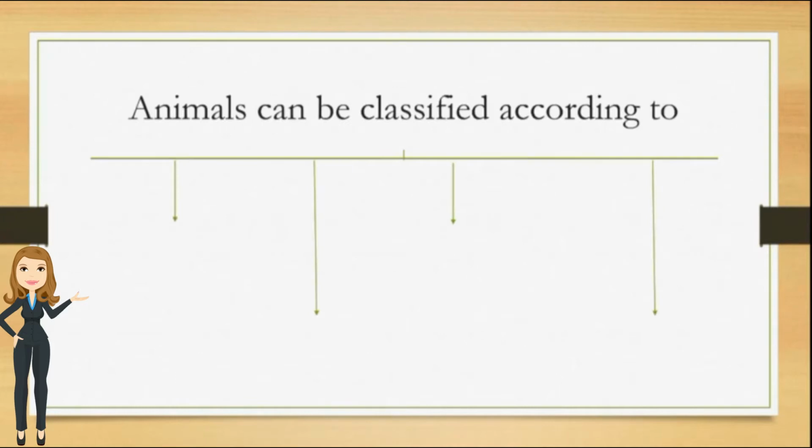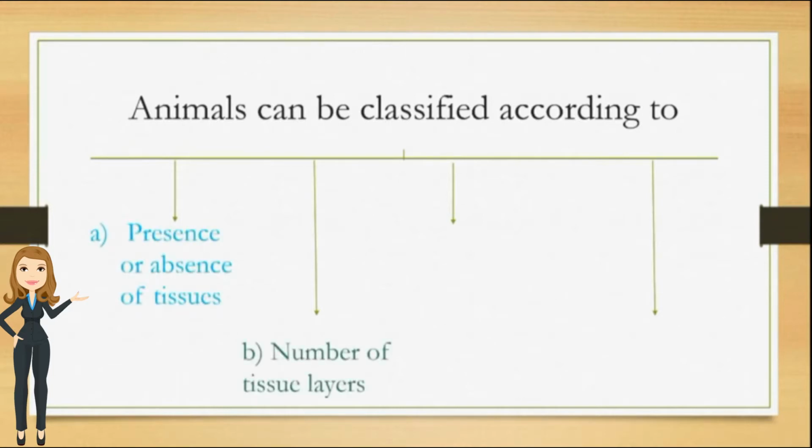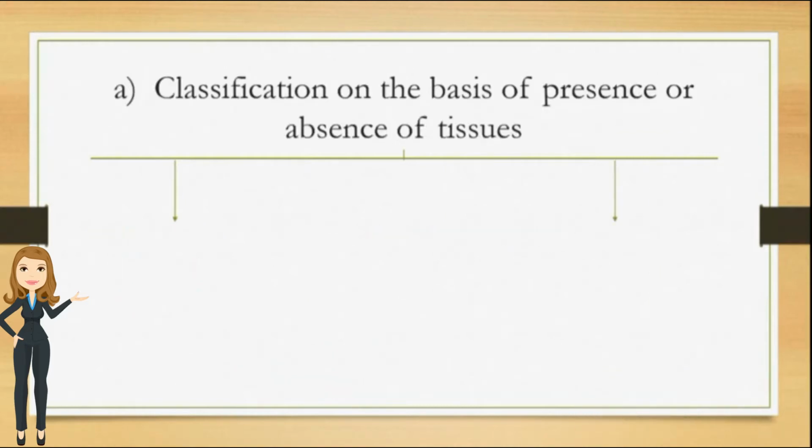Now, moving towards the criteria for animal classification. The animals can be classified according to 4 different criteria. The first one is presence or absence of tissues. Second one is number of tissue layers. Third one is on the basis of body symmetry. And last one is on the basis of body cavity.